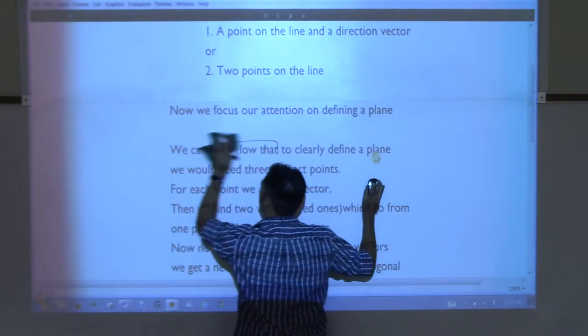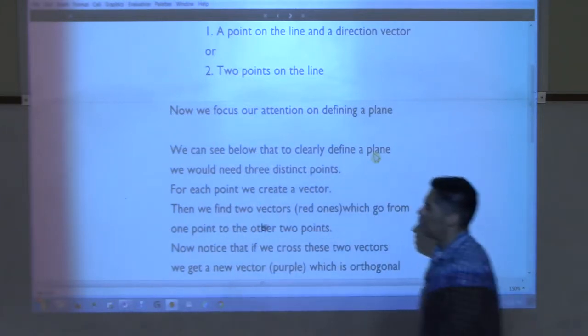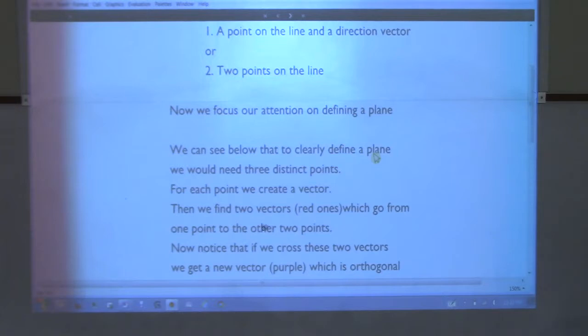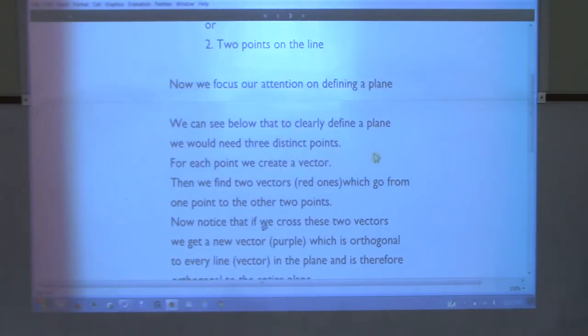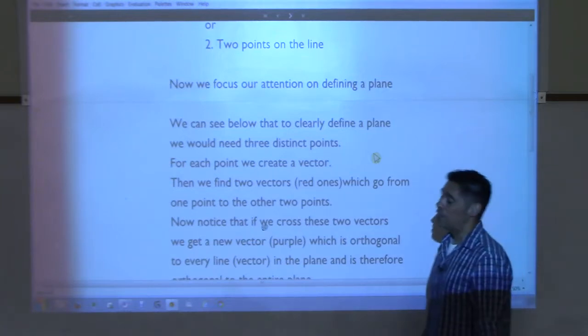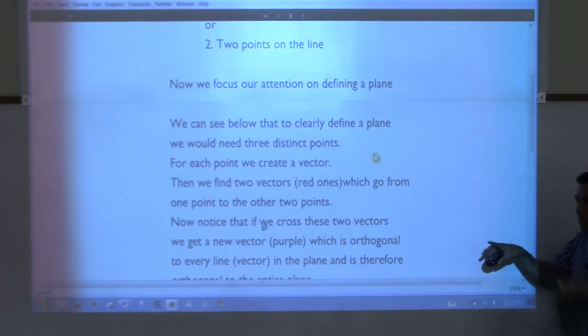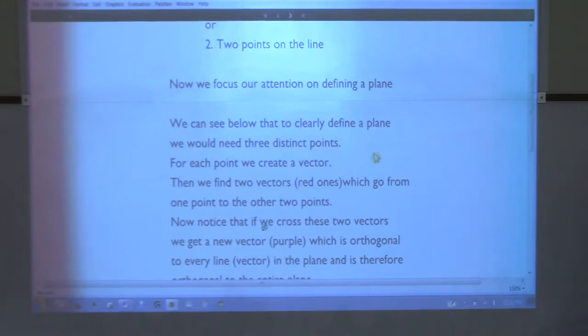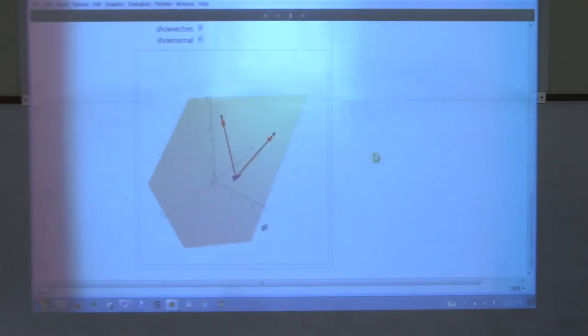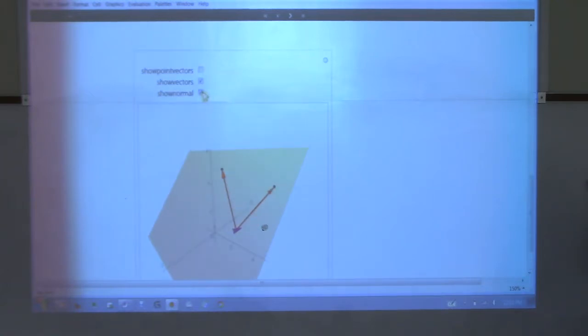How many points do you need to define a line? You told me this a second ago. 2. How many points do we need to define a plane? 3. So once you have 3 points, as long as they're not on top of each other, 3 distinct points, then you have defined a plane. And here is a picture. Once you have 3 points, there's no way to get around it. You have defined a plane.